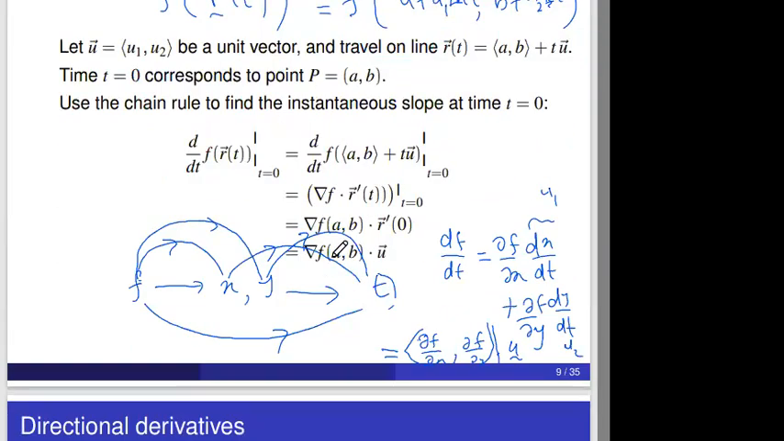Make sense? So we have only 40 minutes to cover this. Makes sense? Any questions?